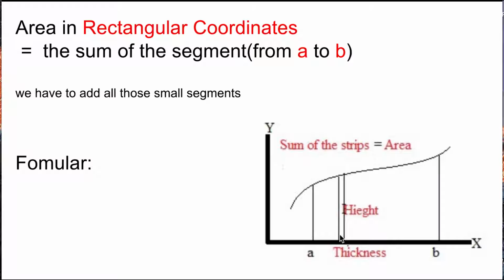And let's think about the area about the sigma. So what will be the area of this rectangle? As they get as thin as possible, that will become a rectangle. So the area will become thickness multiplied by height. And what is the area of this curve from A to B? That will become too many of the sigma, add them together. So the formula of the area in rectangular coordinates will become the integral from A to B of f(x) multiplied by dx.